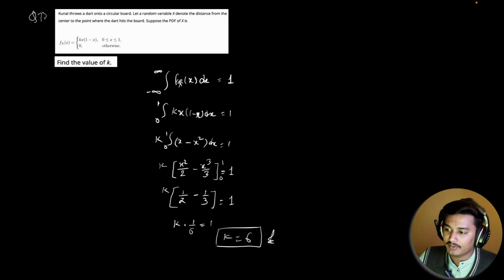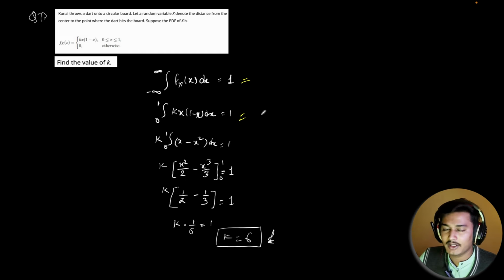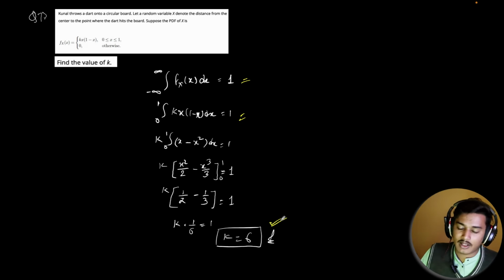So the integral from minus infinity to infinity of f x of x dx is basically what? 1, right? We know this. So what is our range? 0 to 1. And what do we have to integrate? k x into 1 minus x. And after integrating, it is equal to 1. So by solving this, we will get k as 6. So that is our answer.